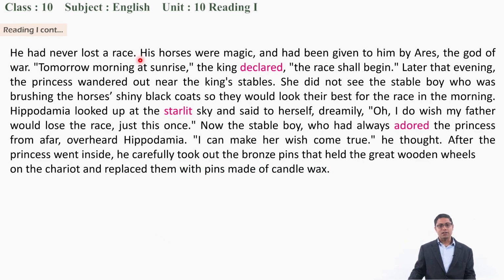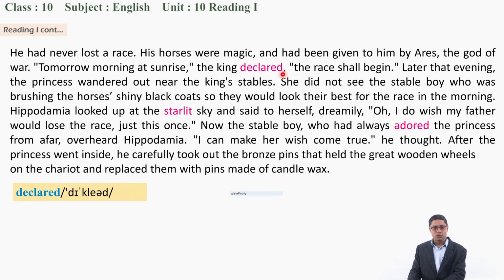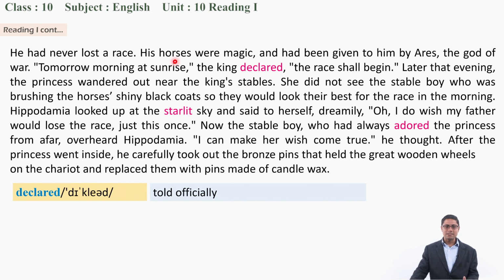He had never lost a race. He means the king. The king had never lost a race because his horses were magic. Means they had magical power and they were given to him. They had been given to him by Ares, the god of war. That's why he was also confident that he would win the race. Tomorrow morning at sunrise, the king declared, the race shall begin. So the king made an announcement. Declared means told something officially. He told that tomorrow morning, means he fixed the time. Tomorrow morning at sunrise, the race shall begin.